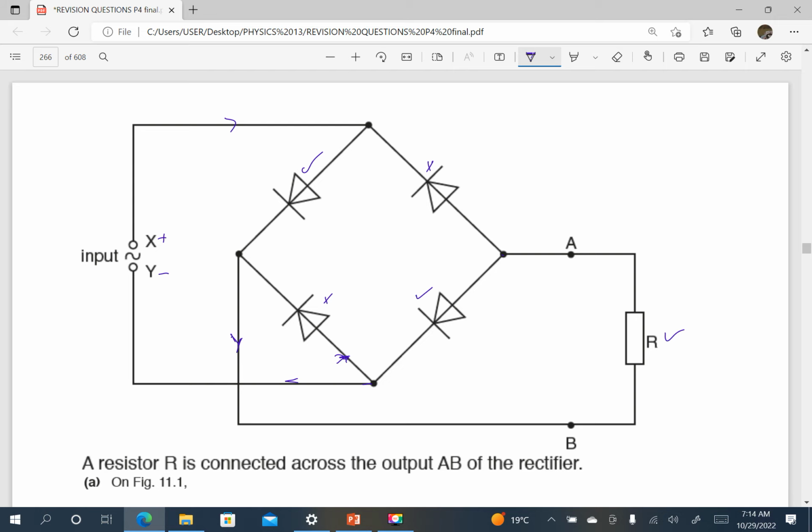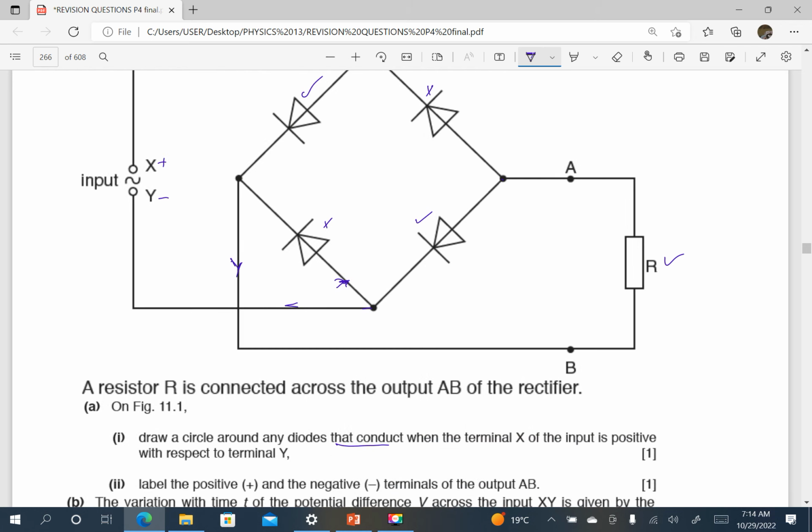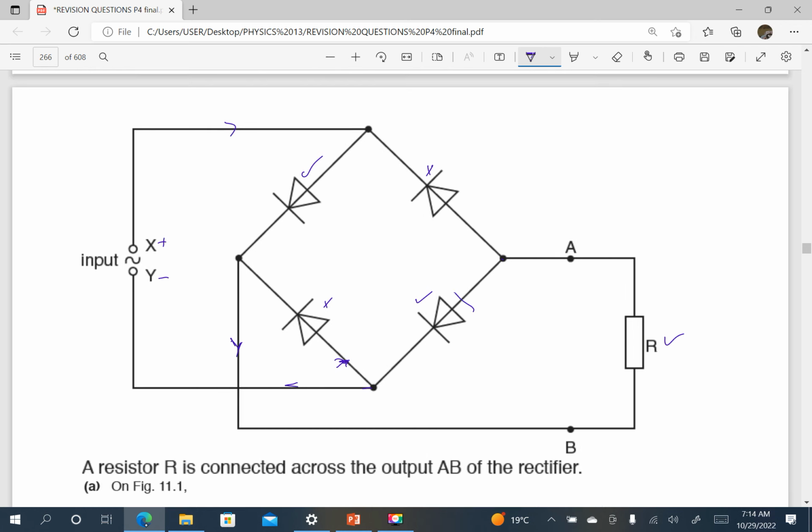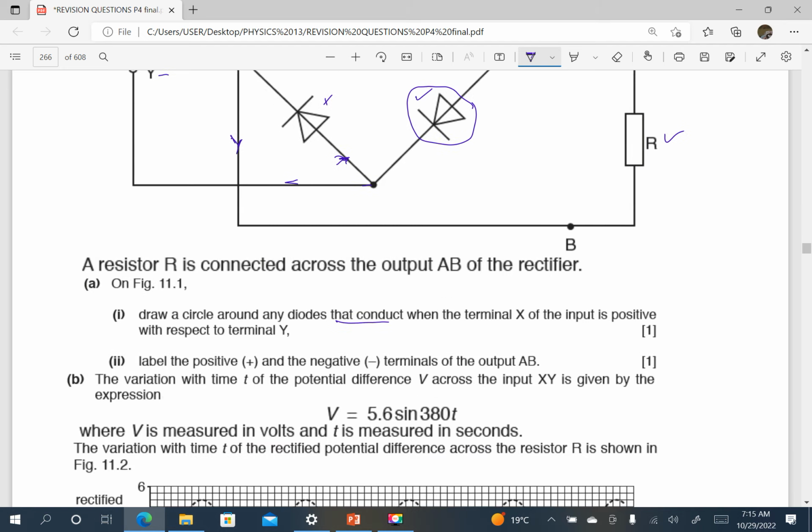So they said draw a circle around. So I am drawing a circle around these 2 diodes. Those are the diodes which are going to conduct because they are in the correct way. When X is positive, you can check what happens when Y is positive and X is negative in the next half cycle. Then label the positive plus and the negative minus terminals of the output AB.